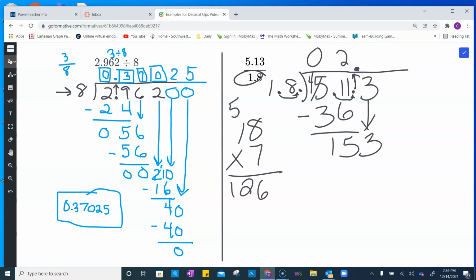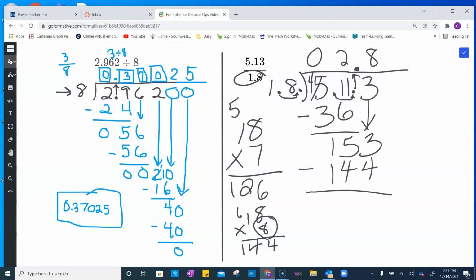I got under 153, but I think I can get closer. So I'm going to go 8. 8 times 8 is 64. Carry the 6. 8 times 1 is 8 plus 6 is 14. Oh, there it is. So I can get closer if I multiply 18 by 8 without going over. But that's as close as I can get, 144. So I put my 8 on the house, my 144 underneath, borrow and subtract. And I have a remainder of 9. I'm not done. I got to keep going.